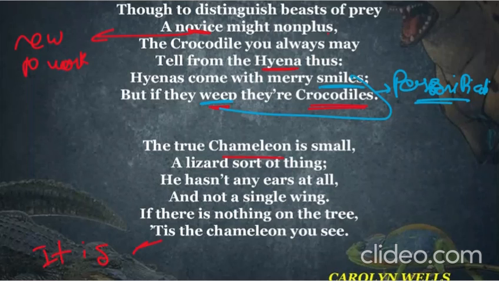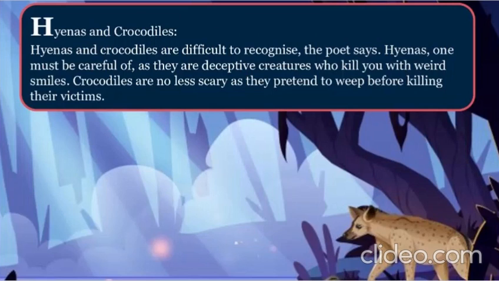So let's quickly do the explanation, and then I'll give you the rhyme scheme also. In the fifth stanza, we get to know about the hyenas and crocodiles. Both of them are very difficult to recognize. Why? The poet is telling us to be careful of hyenas because they are deceptive. Deceptive means they can easily trick you. They can even kill you with a weird smile. They will make smiles and cute faces, but then eventually kill you. So the hyena comes with a smile, but crocodiles are no less scary because they pretend to weep, to cry before killing their victim.